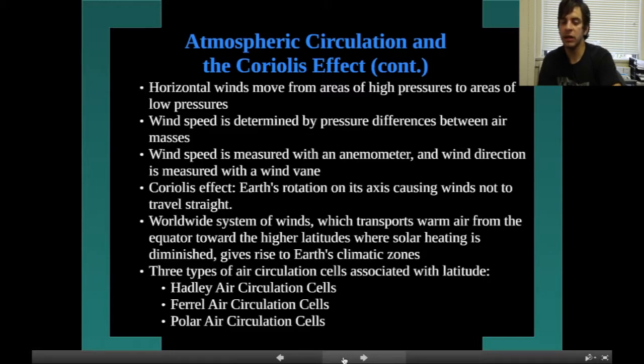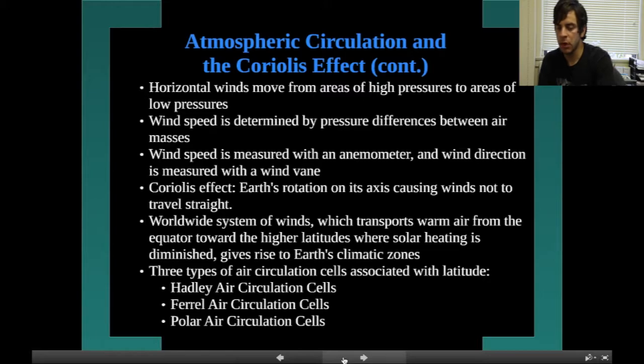Here's the Coriolis effect. It is Earth rotation on its axis, causing winds to not travel straight. And the worldwide system of winds transports warm air from the equator toward higher latitudes where solar heating is diminished. It gives rise to Earth's climatic zones.